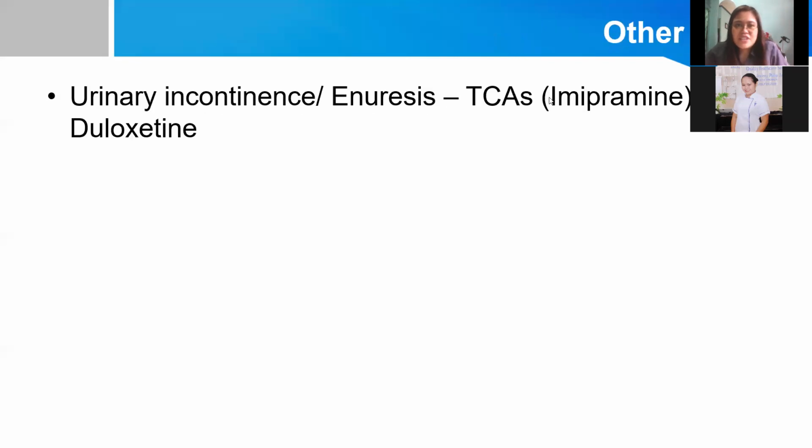Okay? And syempre urinary incontinence and enuresis, especially sa TCA. So we have the imipramine and actually the duloxetine now is also being studied for urinary incontinence or enuresis. So that's all for the uses of our antidepressants.